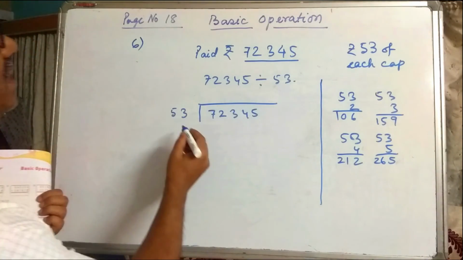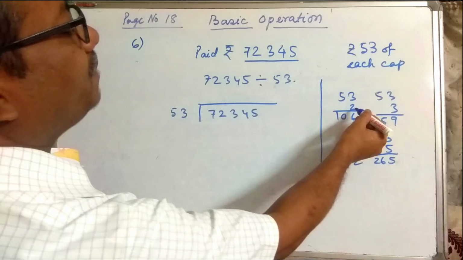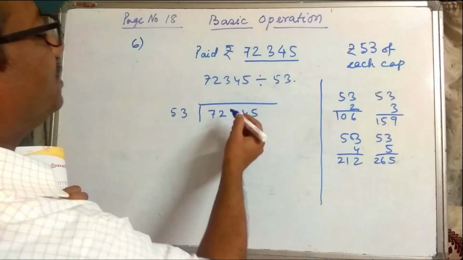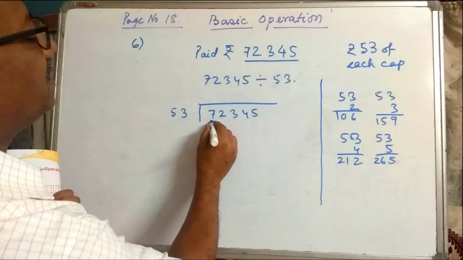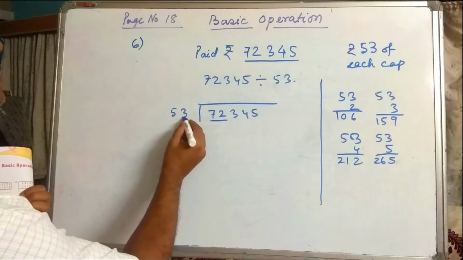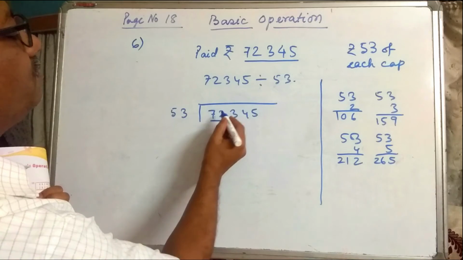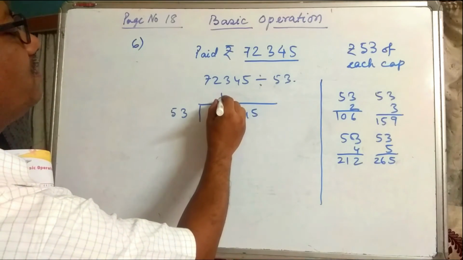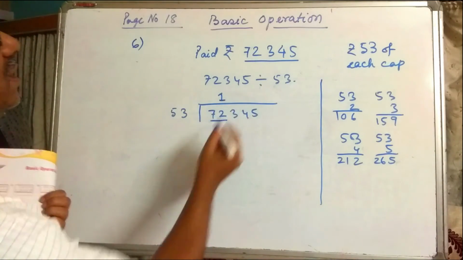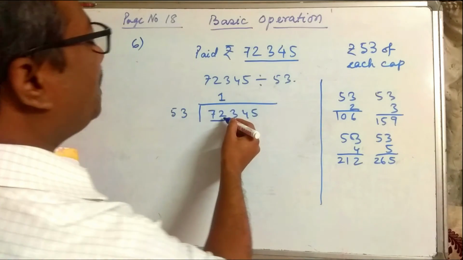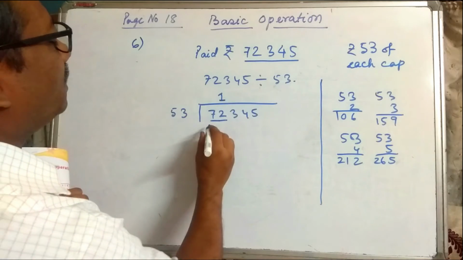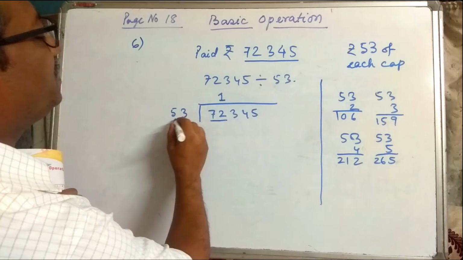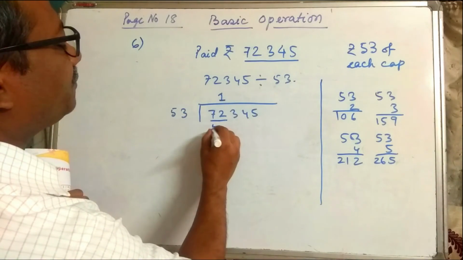Then you check it. If we give 2 as quotient, it will be 106. 106 is greater than 72. 53 is smaller than 72. So it will go 1 time. In the quotient place, just above 2, we will give 1. And multiplied with 53, 53 ones are 53.